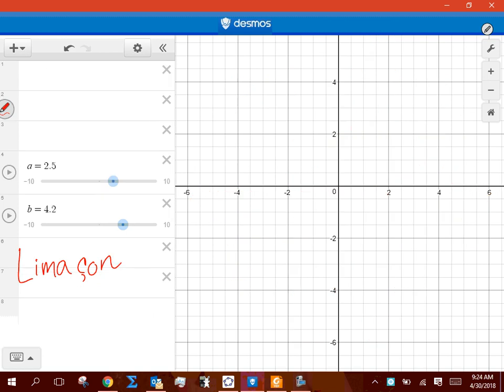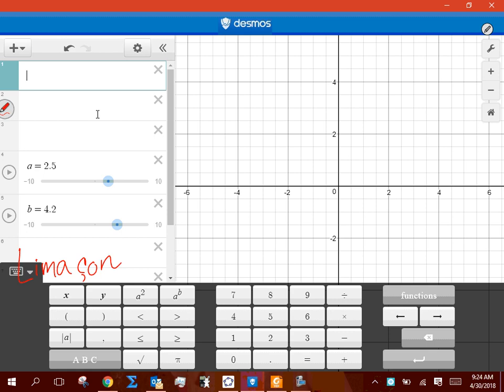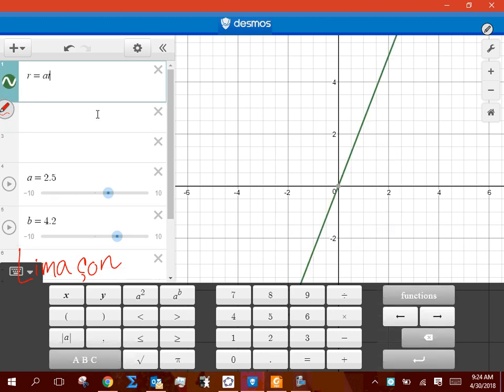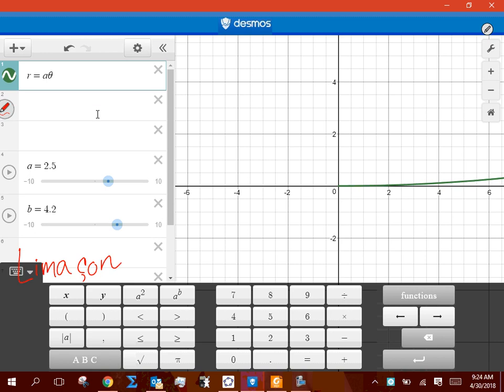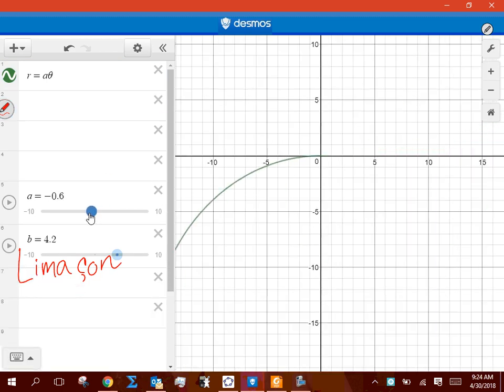So that's a lemniscate. Now we've got something that's actually a pretty easy one. It's called the Archimedes spiral. And for the Archimedes spiral, let's move this a to a smaller value.